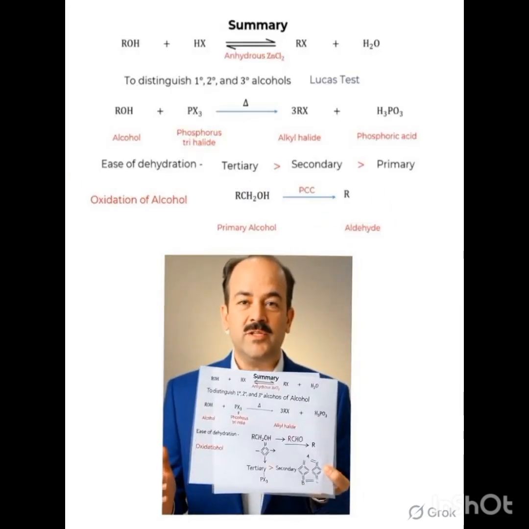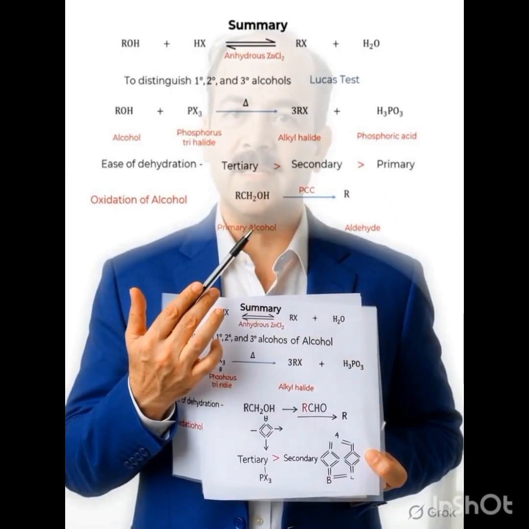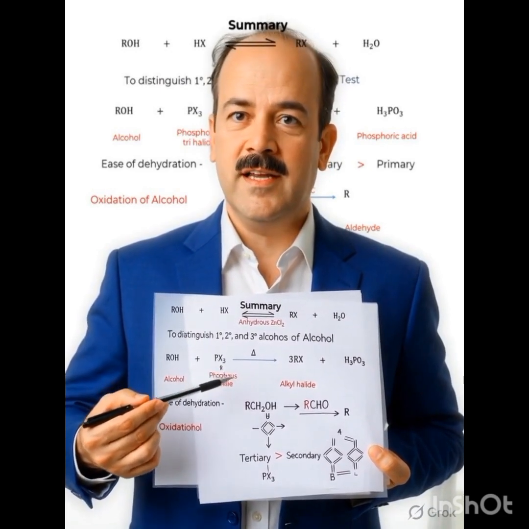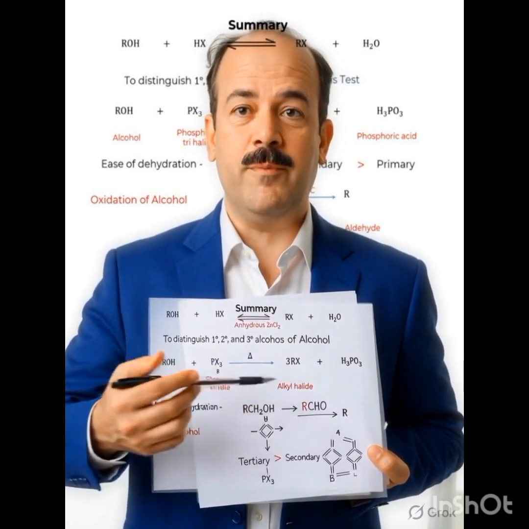We will now look at the Lucas test for distinguishing primary, secondary and tertiary alcohols. Next, the reaction with phosphorus trihalides. And finally, the reactivity order is tertiary, then secondary, then primary alcohols.